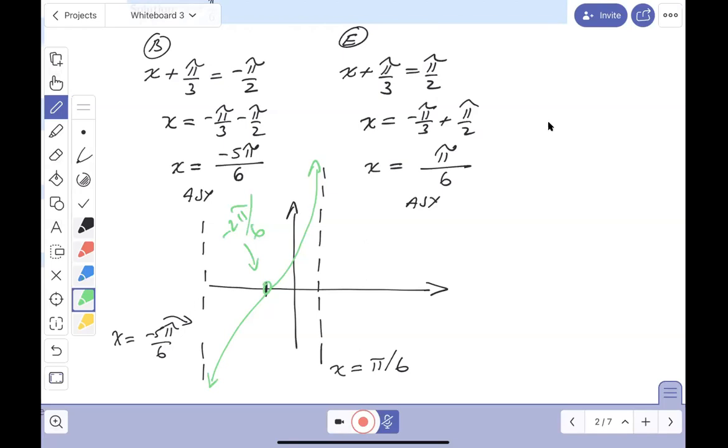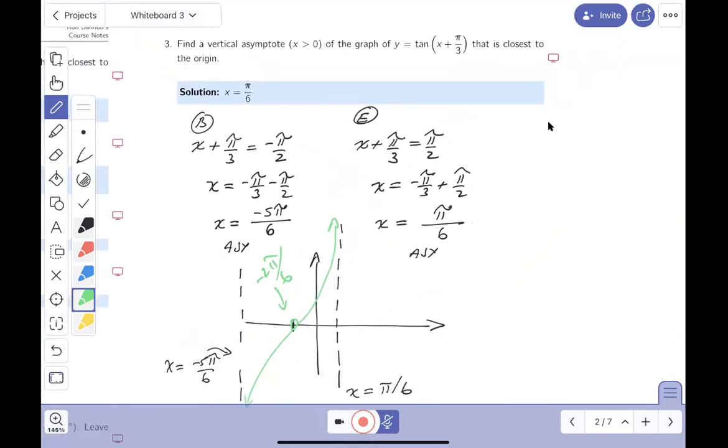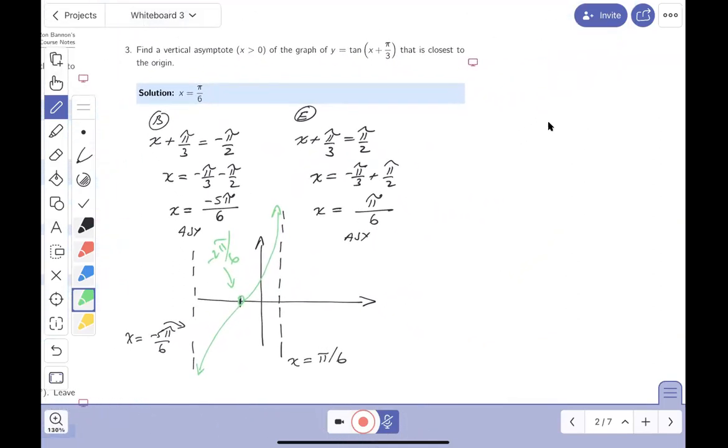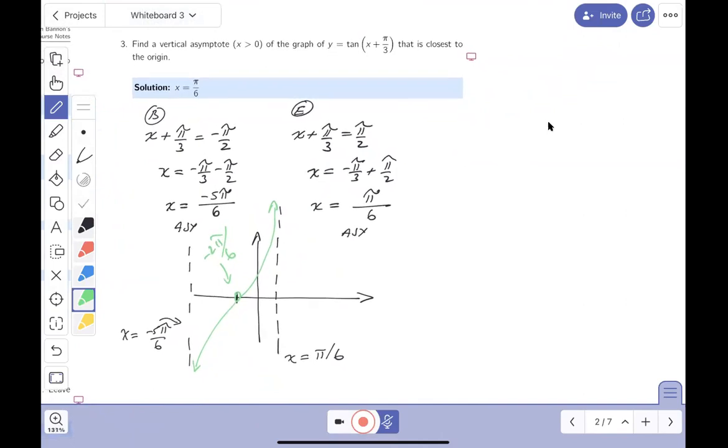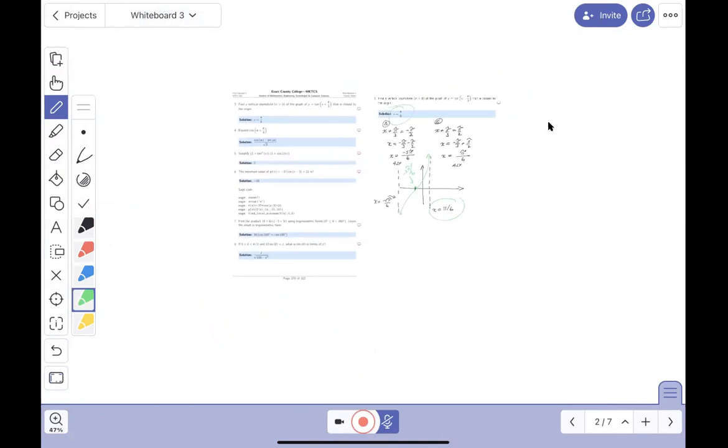What was our question though? This is really important. It says, find a vertical asymptote. I found two, but they want it to be greater than zero. Well, this one's greater than zero on the graph. I just graphed it. That is closest to the origin. Well, lo and behold, I think I found it, pi over 6. All right, let's go to number 4. And put this over here.